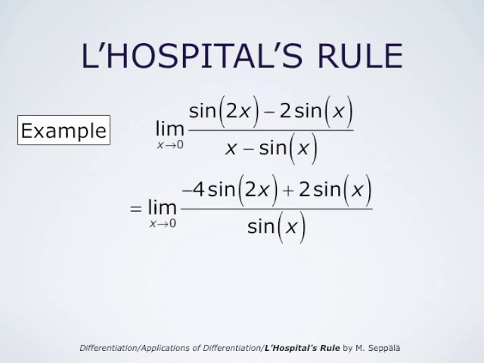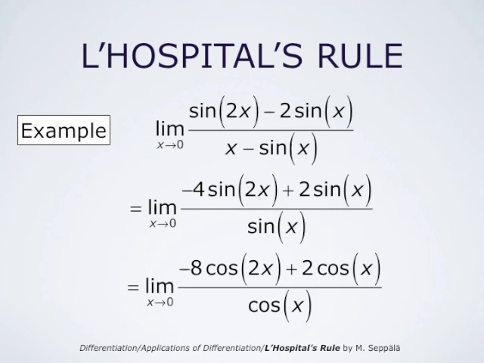Now, applying L'Hopital's rule again, we get that this limit equals the limit as x approaches 0 of minus 8 times cosine of 2x plus 2 times cosine of x, divided by cosine of x. Now we may substitute x equals 0. Cosine of 0 is 1. So we get minus 8 plus 2 divided by 1. Minus 8 plus 2 is minus 6, and that divided by 1 is just minus 6. So we conclude that the limit is minus 6.